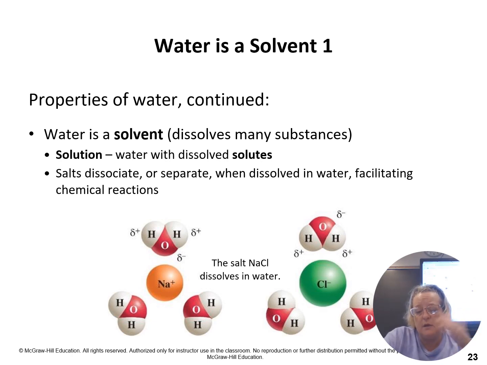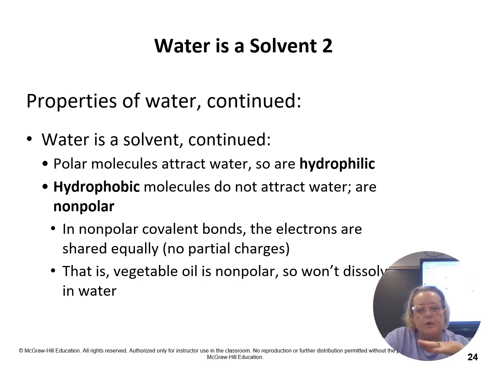Water is also a solvent. A solution is water with dissolved solutes. Most salts dissociate in water, which means they are ionic compounds. They break apart into their respective ions. So if you have NaCl, the Na breaks apart, the Cl breaks apart, and the water surrounds it. Okay, that is an important property because it allows things to dissolve in water, and it allows a lot of our body processes to work. Water is a solvent.